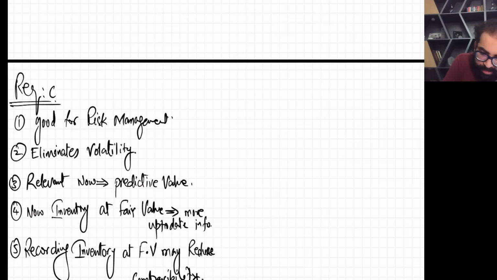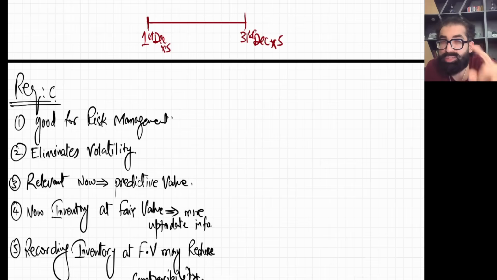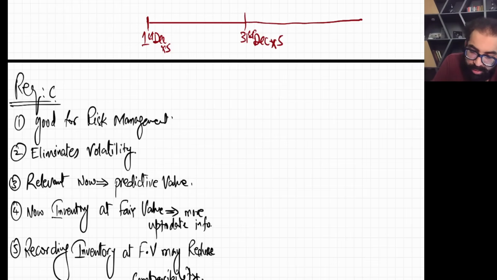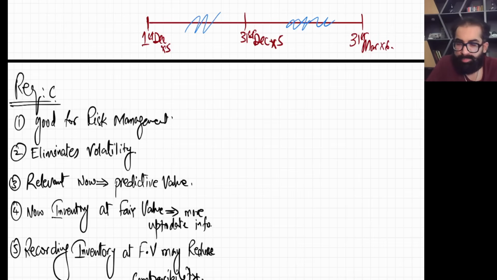Just for the first thing, see, everything started on 1st December x5. Then there is a stop at year end, which is 31st December x5. In this question, we did accounting on 31st December x5 just for 1 month. But the settlement date of this contract is 31st of March x6, right? So this is one period and this is the second period. In this question, we did till 31st December x5. Now, what are the pointers?